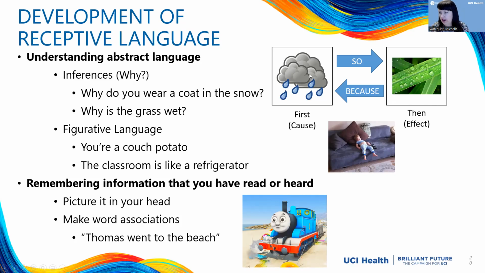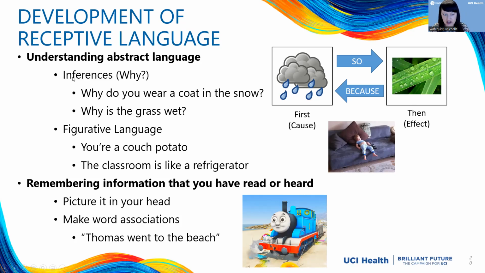So the way I work on this in sessions is I'll come up with pictures that show cause and effect. So it's cold, so you wear a coat. And then I'll make boxes with little arrows that say so and because, and we'll make sure we can put the cards in the right order. What happens first? What happens next? And then I'll ask the why question. Why do you wear a coat? Because it's cold outside.